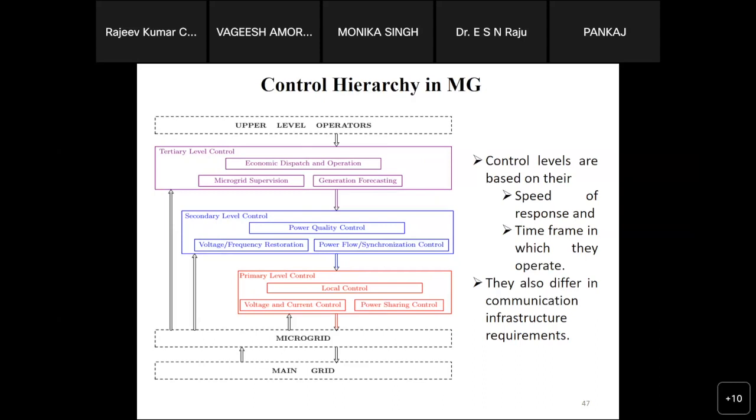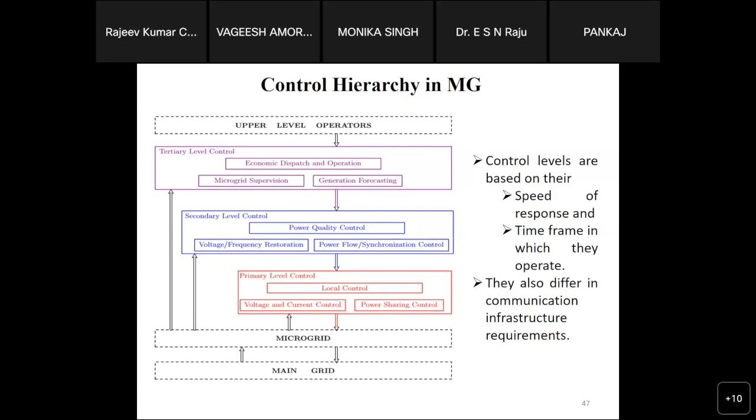When we see the tertiary level, we have the generation forecasting, the microgrid supervision, and the economic dispatch as well as the operation. These three controls are different in the speed of response and the time frame in which they are operating. They are also different in the communication infrastructure.